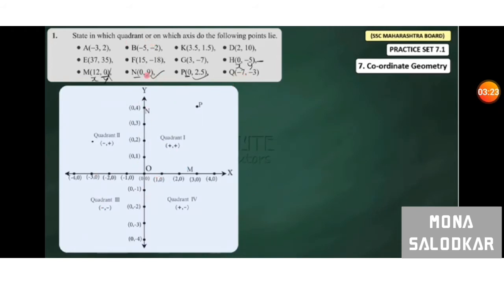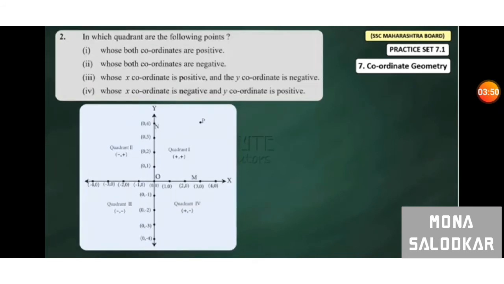So you have to make 2 columns. In the first column write down the points, and in the second column write down in which quadrant or on which axis the point lies. So students, in this way you have to complete question number 1.